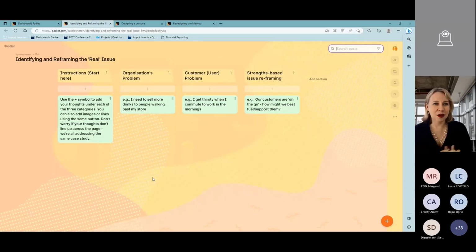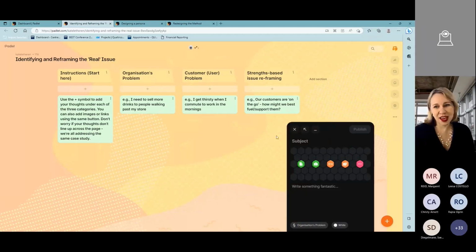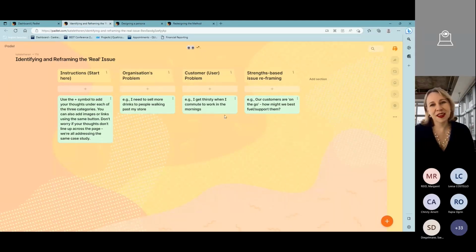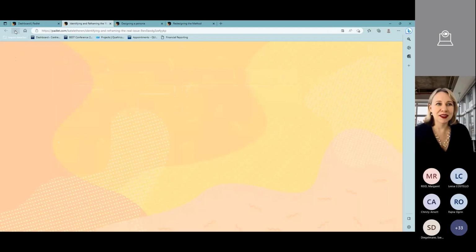So with our issue of the flood, what is the organisation's problem? So what is the financial counselling organisation's issue? And we've already introduced that. So we can add that by clicking the plus button and just adding your thoughts. And then we'll come to thinking about what is the problem for the townspeople. And those two things are probably going to be very different. I can see a range of people on the Padlet. It's great. I'll just keep refreshing so that we can see what's going on here.